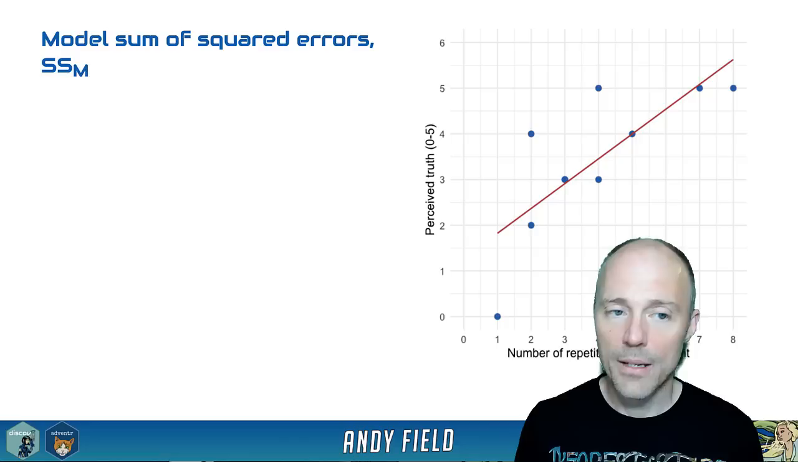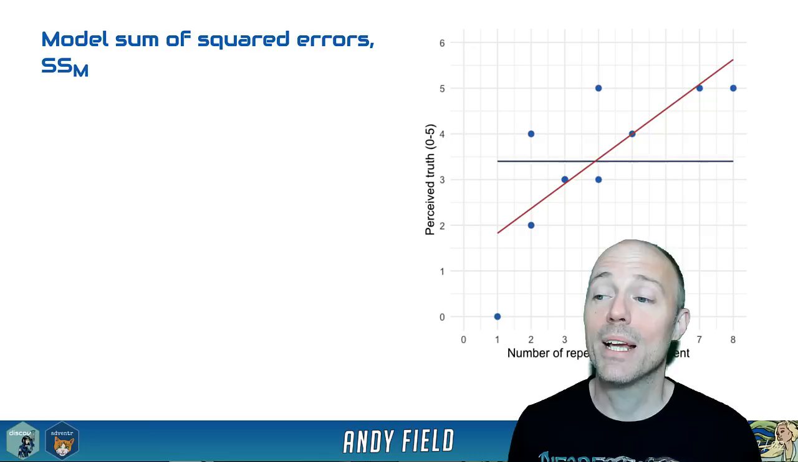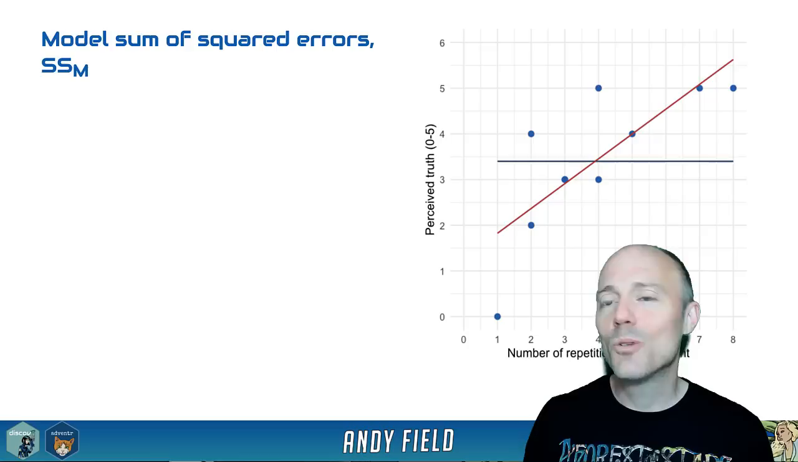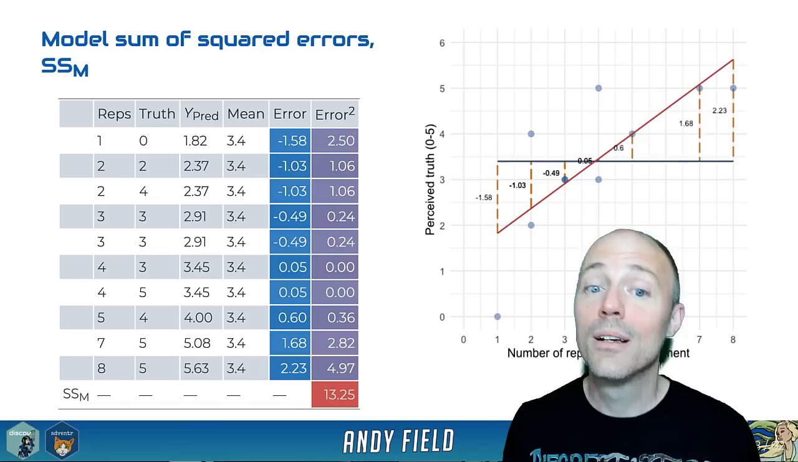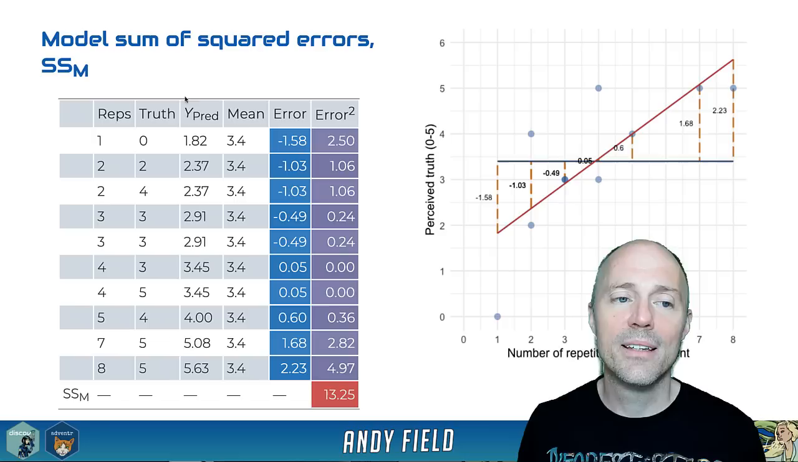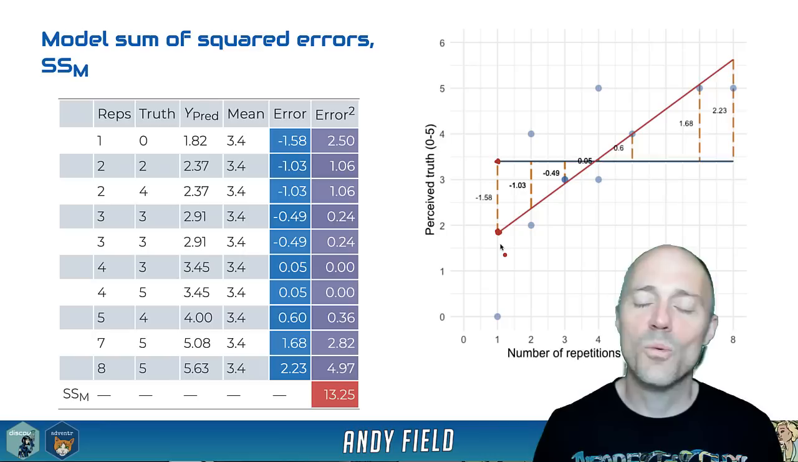Finally, we could look at the model sum of squared errors. So here we've got our line of best fit, or our model that minimizes error given the data. And we've got a flat line, almost like a null model, so the overall mean of perceived truth. So we could ask what's the difference between those two values. So we ignore the observed data and instead we say, what's the difference between the overall mean perceived truth and the value predicted by the model that we've ended up fitting? So in other words, how much improvement has there been?